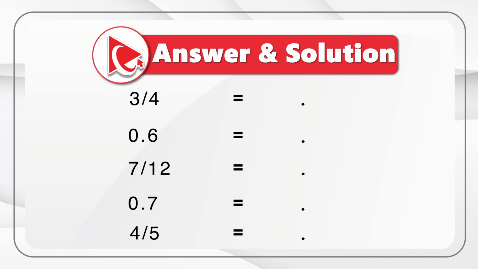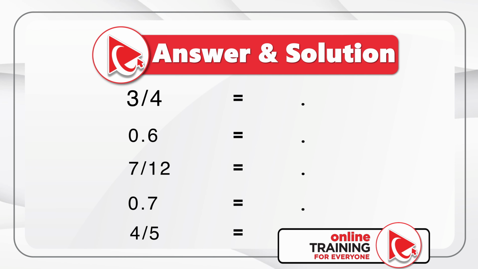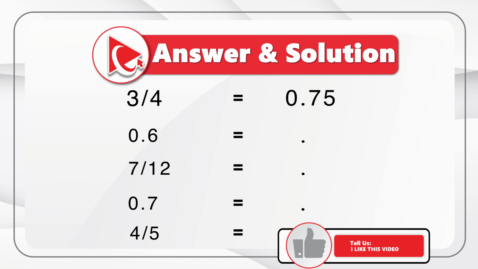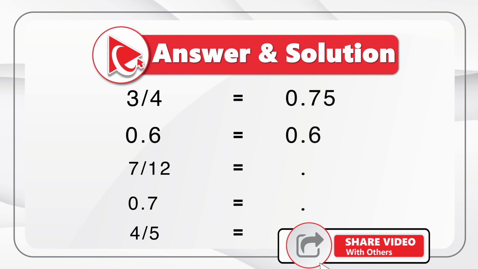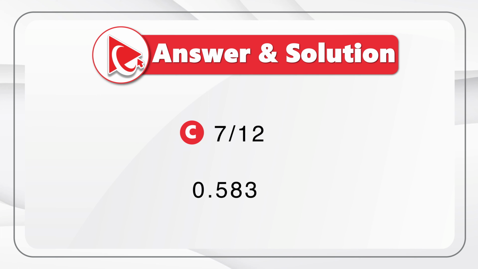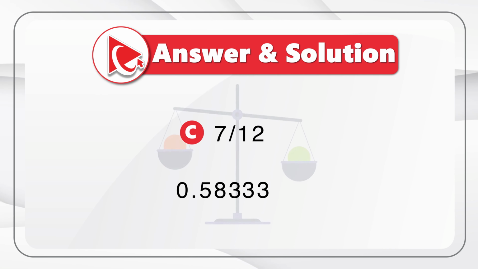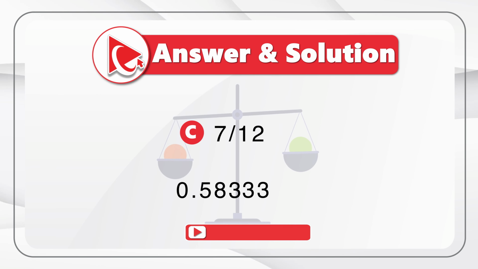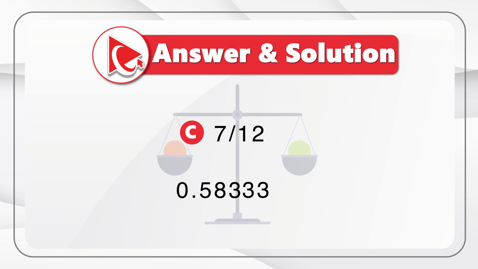I chose decimal format. 3/4 in decimal is 0.75. 0.6 is 0.6. And 7/12 is 0.583. 0.7 has the same value, and 4/5 is 0.8. Now you can easily see that the smallest value is choice C, 7/12, which is approximately 0.58333. Did you get to the similar solution? If not, please make sure to post your answer and solution in comments.